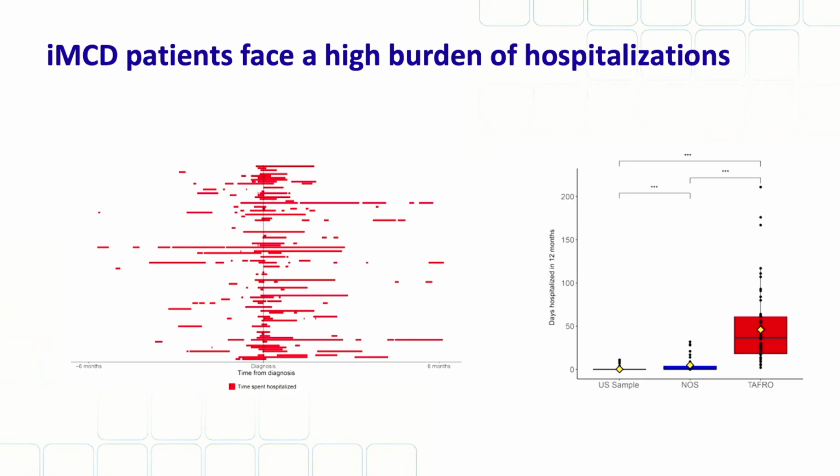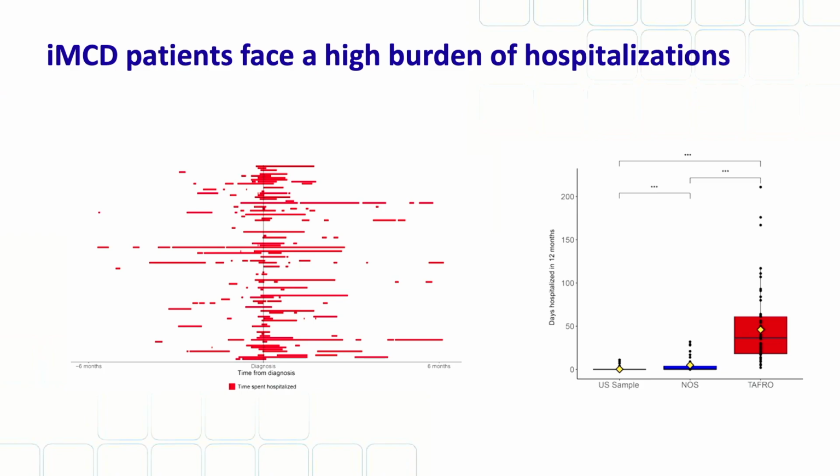What you see is there's a lot of people that actually spent a lot of time hospitalized before they ever got their diagnosis. And then there's also a lot of people who are hospitalized after their diagnosis. And maybe not too surprisingly for those of you that are TAFRO patients in the room, the average TAFRO patient spends 2 months hospitalized in the 12 months around their diagnosis. So 2 out of 12, that's the average patient.